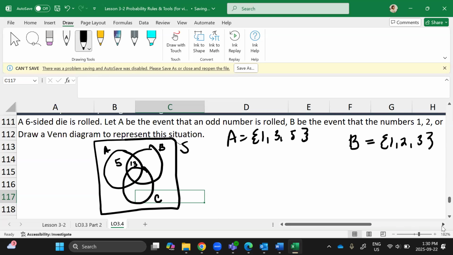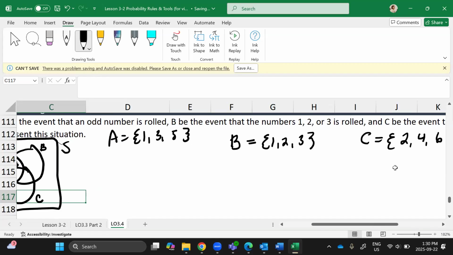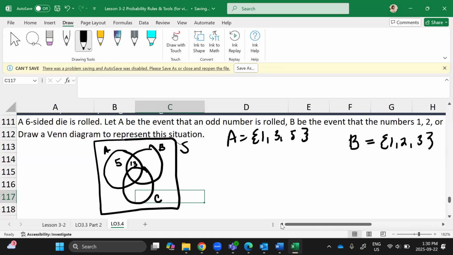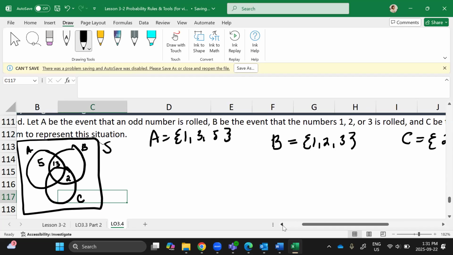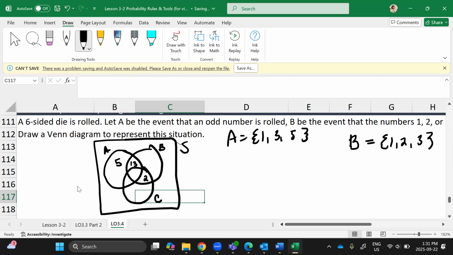For B, we already got the 1 and 3 that it shares with A. It also has a 2 that it shares with C. This is where B and C meet, but not A. The 2 goes there. If it was here in the middle, that's where all 3 meet. And finally, C has just the numbers 4 and 6 to itself that are even. That's only in C and not in the other ones.